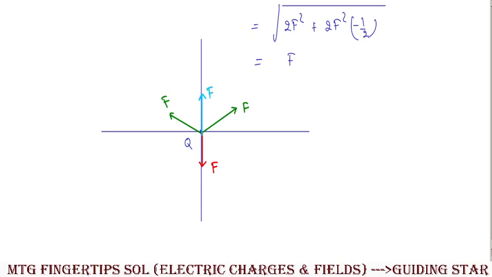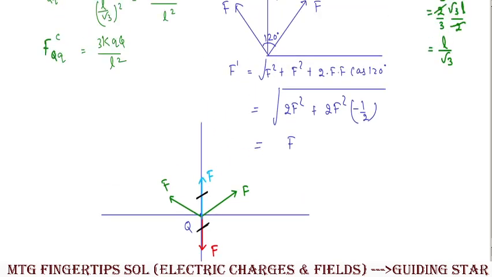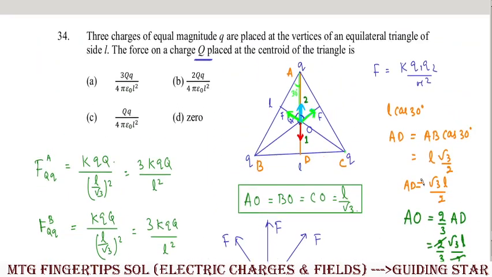So that means here in this particular case, these two forces are having same magnitude but directed in opposite direction. That means they will cancel out each other. That means here in this particular case, the net force acting on the central charge will be how much? Net force will be simply 0. Clear? So option D will be the correct one.